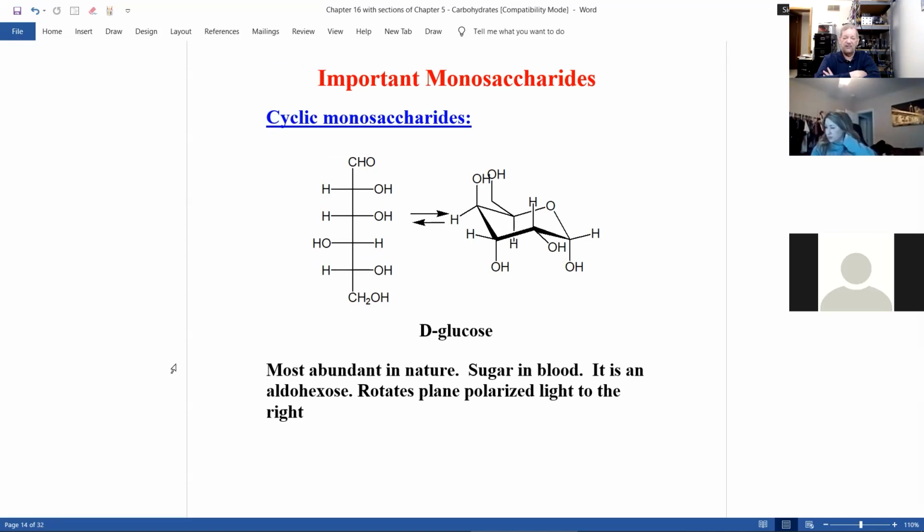One thing I should mention: there's no way any organic chemist can look at the structure of a molecule and tell you which way it rotates plane polarized light. You just have to go in the lab and measure it. All right, so this is D-glucose.